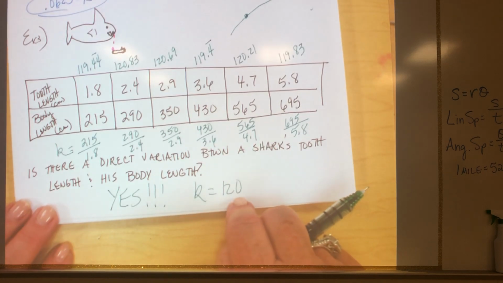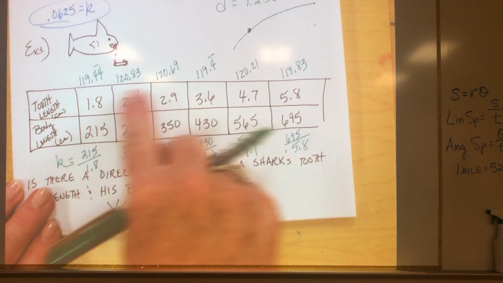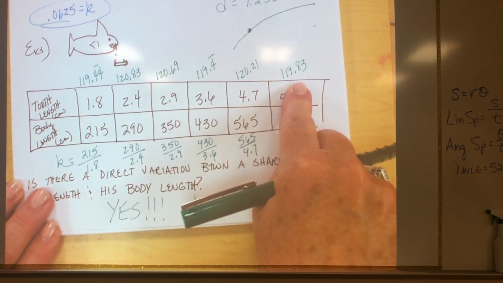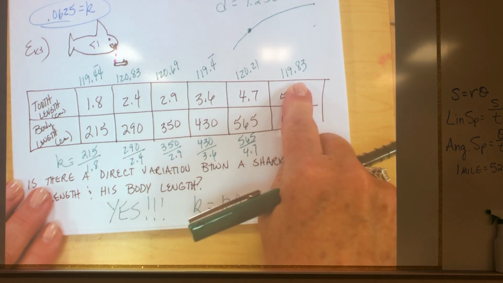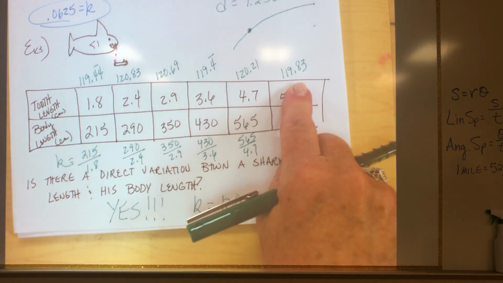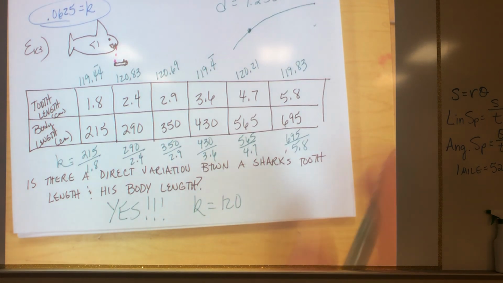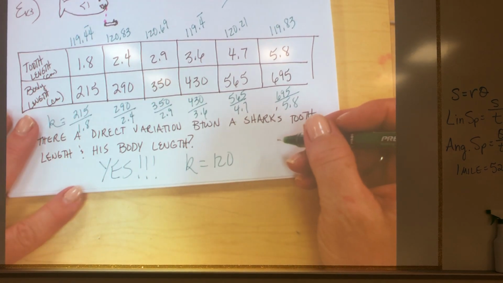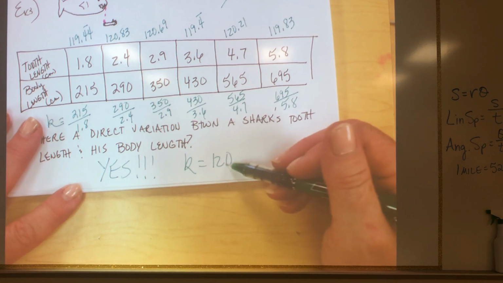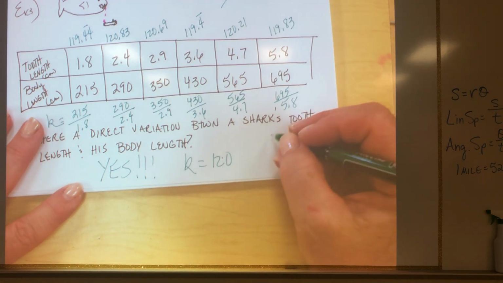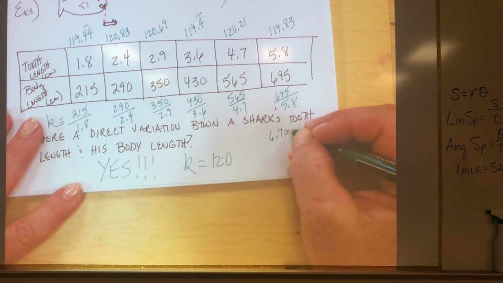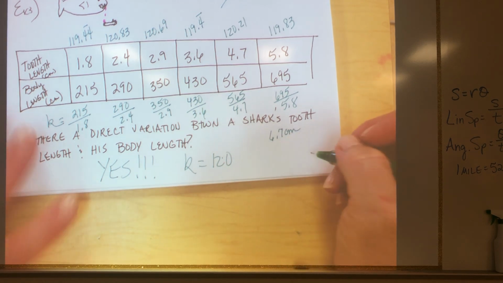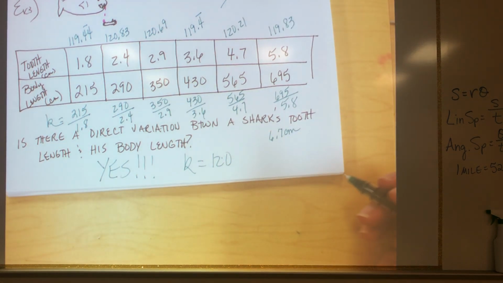If I wanted to be exact and precise, what would I do with all these numbers? Add them all up and do what? Divide. I would average them, right? Add them all up and divide by however many they are. Okay? So here's what I want to know. Can I use this to predict? Let's say I went walking on the beach and I found a tooth that was 6.7 centimeters. Could I predict how big that shark was?